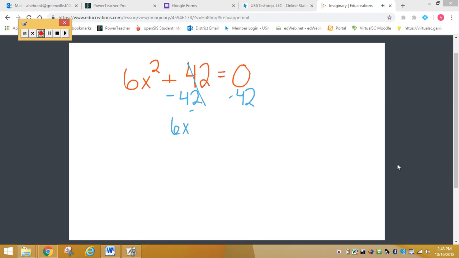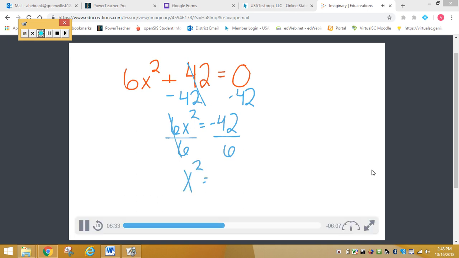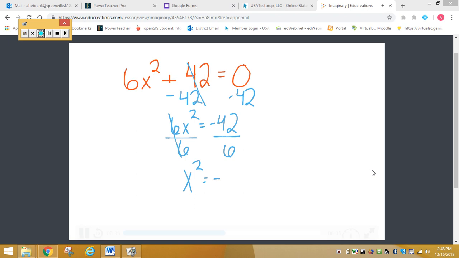So we get 6x squared equals negative 42. Divide by 6. We get x squared equals negative 7. To get rid of squareds, we're going to do the square root of both sides. So we're going to do square root, square root. So x equals the square root of negative 7.